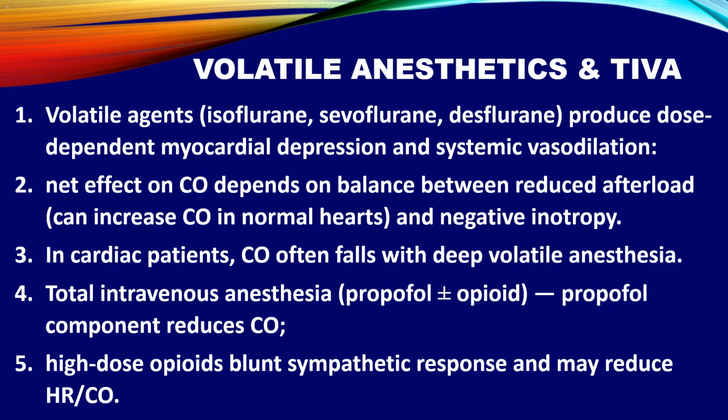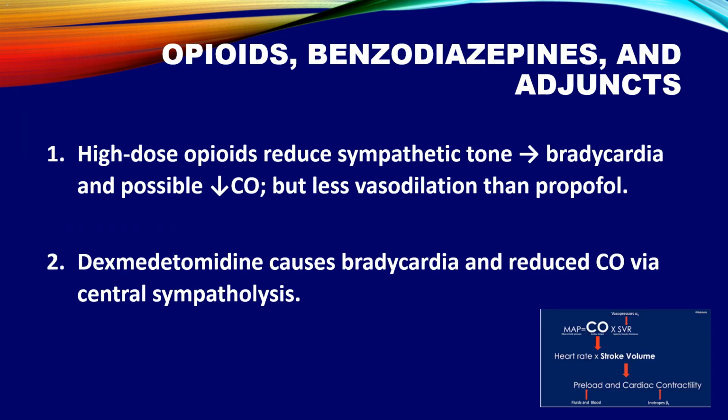4. Total intravenous anesthesia (TIVA), typically using propofol and an opioid, can reduce CO due to the propofol component. 5. Opioid effects. High-dose opioids can blunt the sympathetic response, potentially reducing heart rate and cardiac output. Effects of opioids, benzodiazepines, and adjuncts on cardiac output. 1. High-dose opioids.